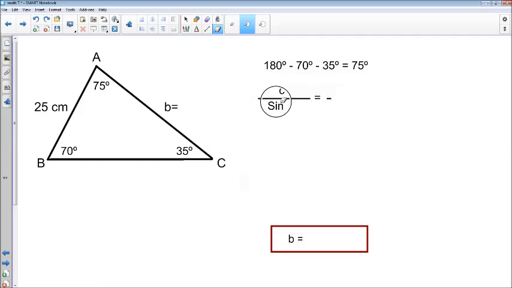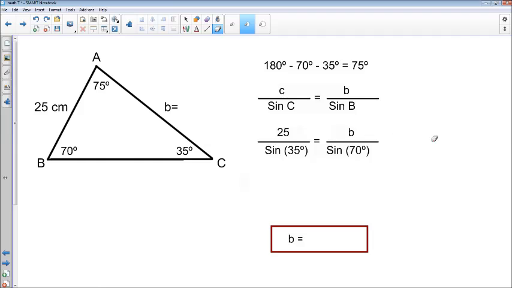So now you have to plug in the numbers, and it'll look like this. 25 over sine 35 degrees equals B over sine 70 degrees. Now we have to cross multiply both, and it'll look like 25 sine 70 degrees and B sine 35 degrees. We have to have B on its own, so we have to divide both sides by sine 35 to get B by itself.